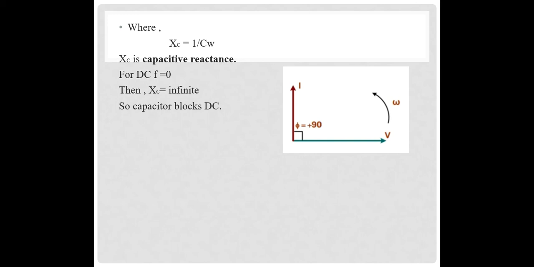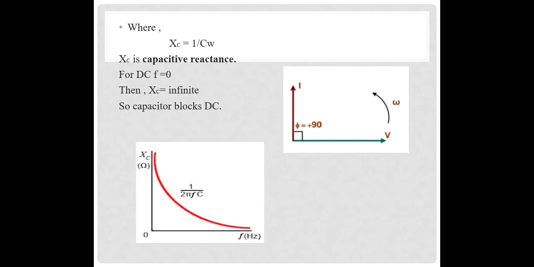The important point here is that a capacitor blocks DC. Here is the graph and the phasor representation. In a capacitive circuit, the current leads the voltage by an angle of 90 degrees, or the voltage lags the current by 90 degrees. So that is the phasor representation.